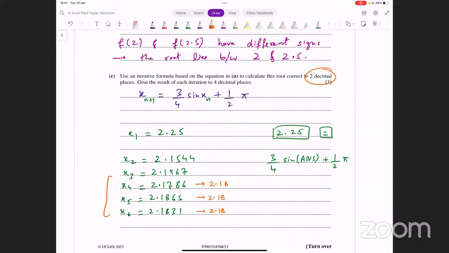You don't have to go any further. You can stop at this point and you can say that the final answer is x equals 2.18.